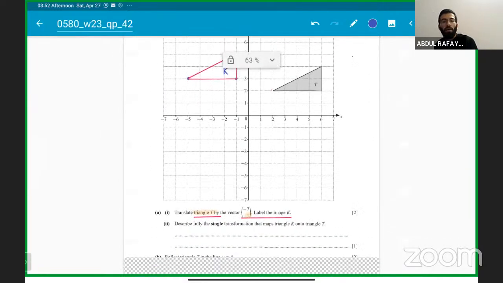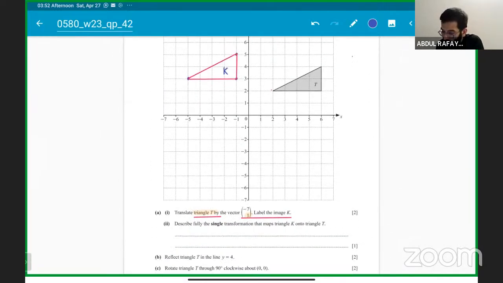So that is the triangle K. This will be called triangle K. And we got 2 marks by doing this. Everyone got it clear? Make sure you do all of this with pencil.